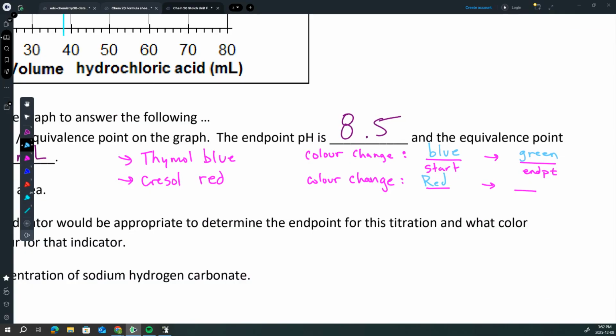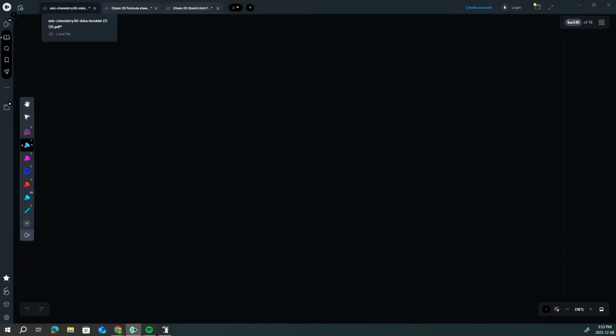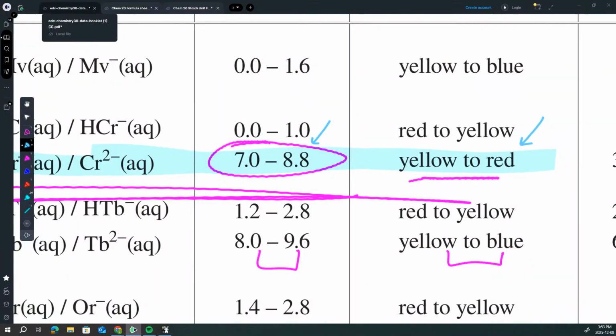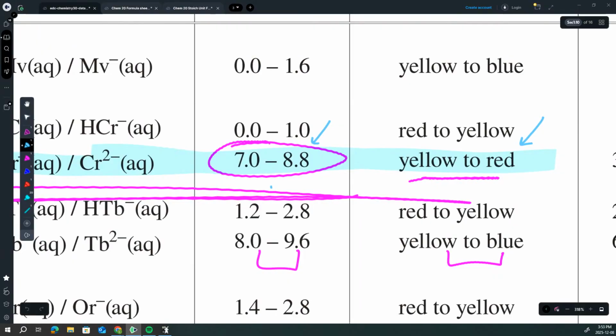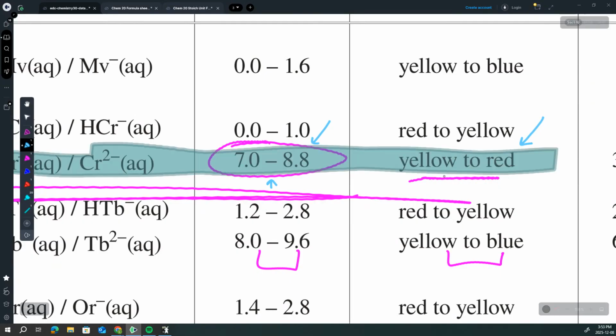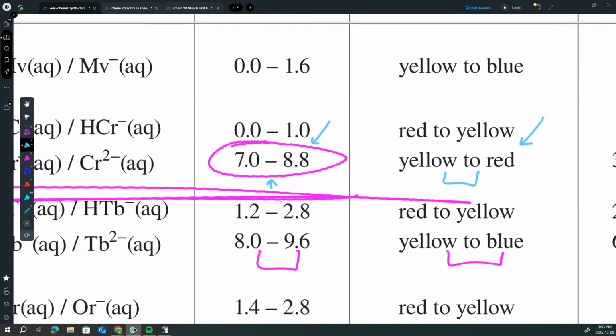And the endpoint, which is at 8.5. Okay, that's going to be an in-between number, so it's going to be the in-between color between yellow and red, which is orange.